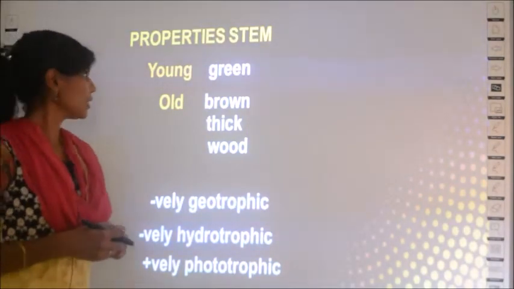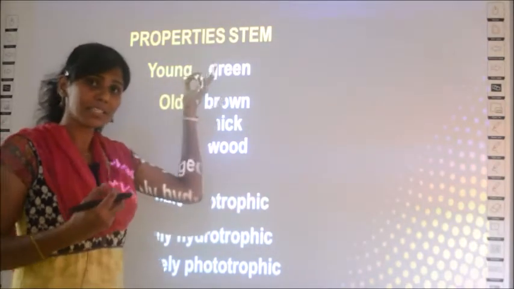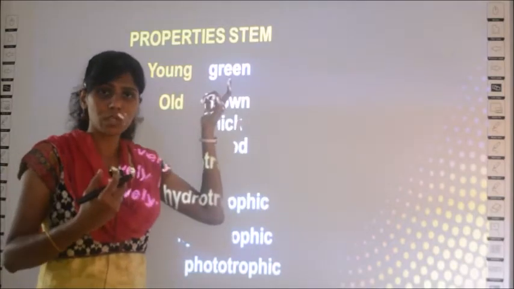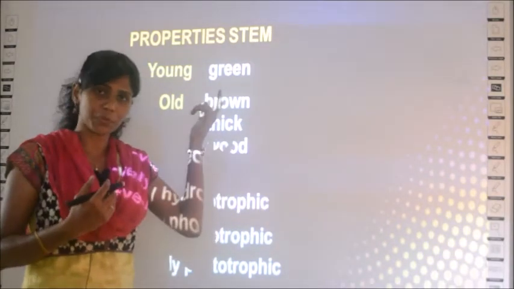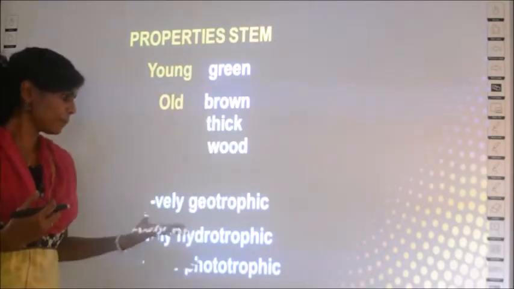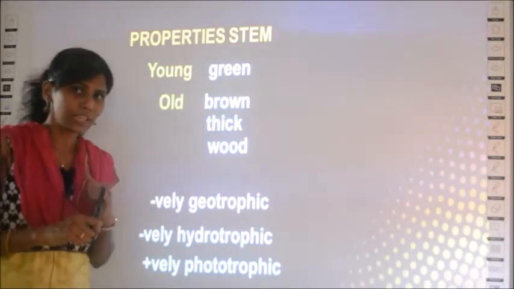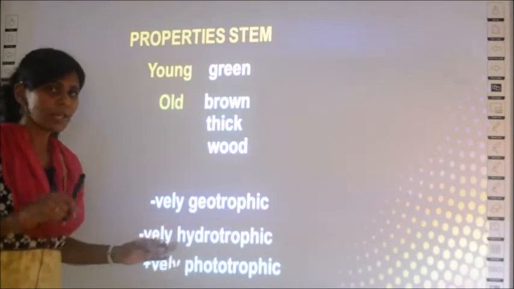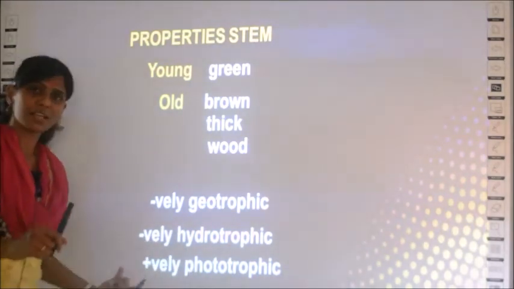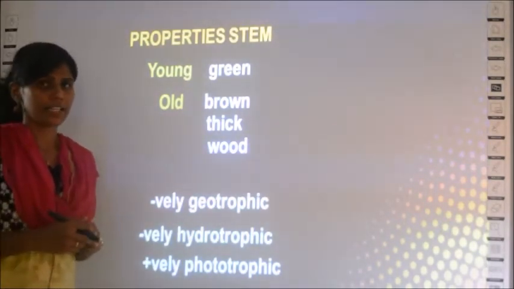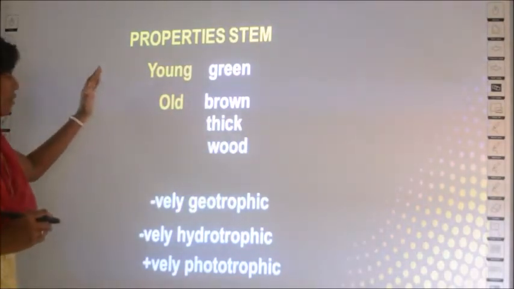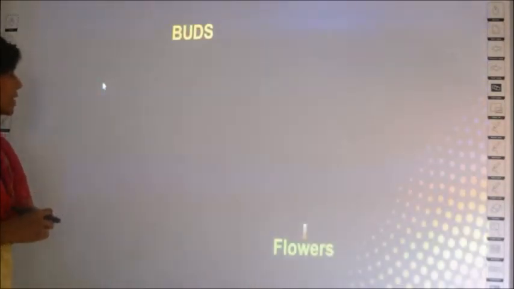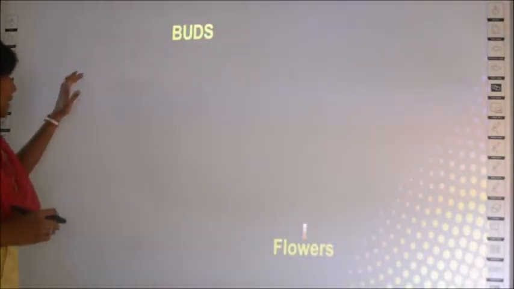What we have studied: the young stems are green in color and older ones are brown, thick and woody in nature, and they have three properties: negatively geotropic, that is they are not attracted towards gravity, they are not attracted to water, but they are attracted towards the light. These are some of the properties of the stem. So next we learn about buds.